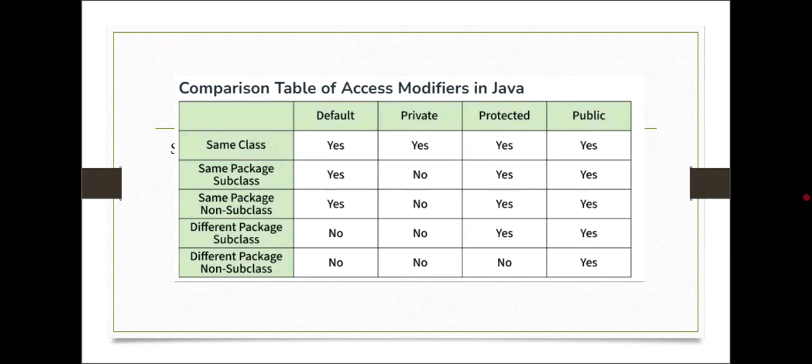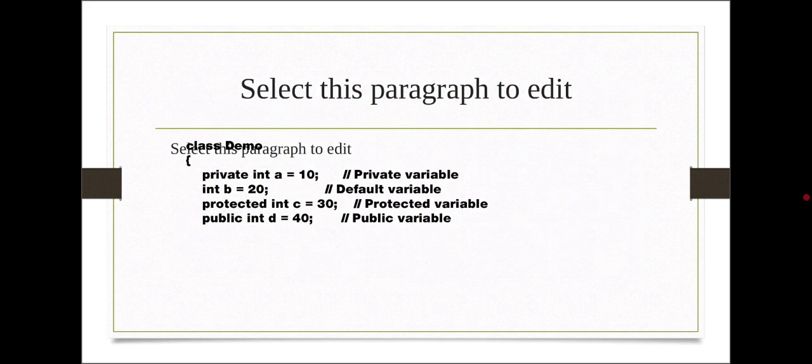For the same package or a non-subclass, default can be used, private cannot be used, protected can be used and public can be used. For different packages, subclasses, default cannot be used and private cannot be used, but protected and public can be used. For different packages, non-subclasses, only the public access modifier can be used.